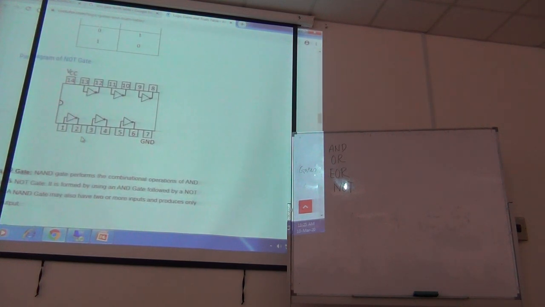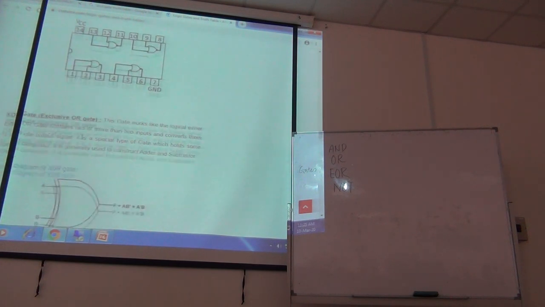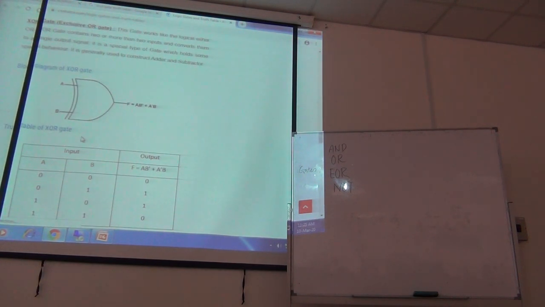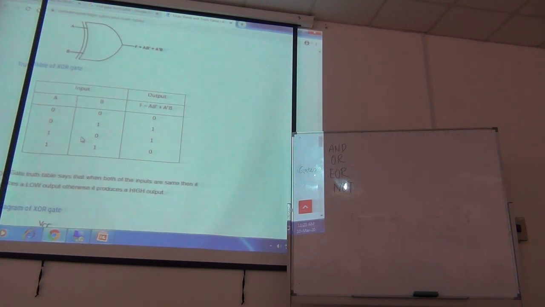Then the last one is exclusive OR. Let's check whether we have exclusive OR here. So there is an exclusive OR gate over here. Exclusive OR means that if there is a 1 in the inputs, then there will be 1. If the inputs are the same, the output will always be 0. Exclusive OR means that one of them must be different. So if you have 1, 1, the same input, the result must be 0.